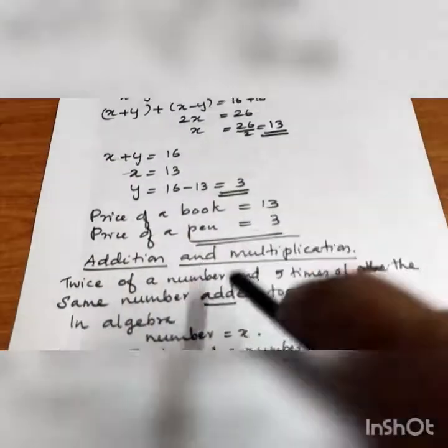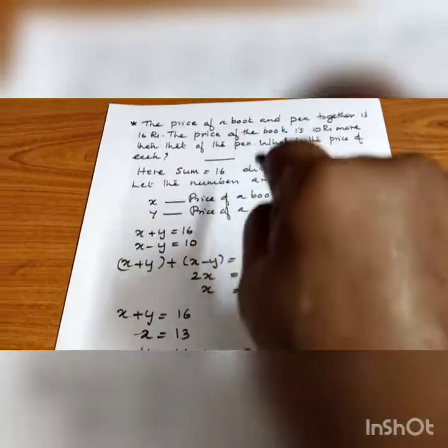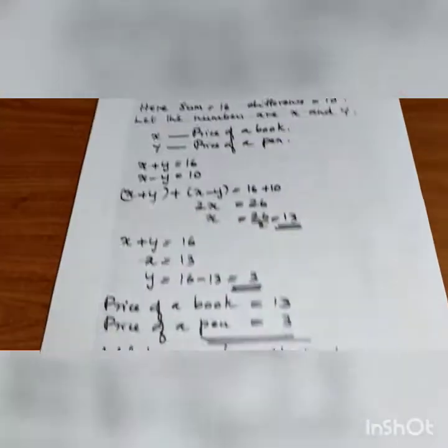The price of a book is 13 and the price of a pen is 3. Okay. Then the questions are of this type. Therefore, understand the questions thoroughly, then try to answer the question.